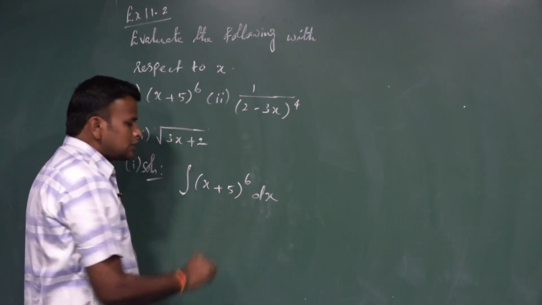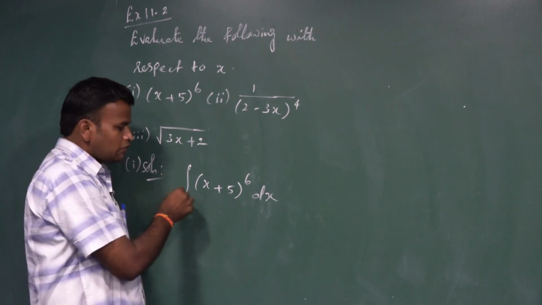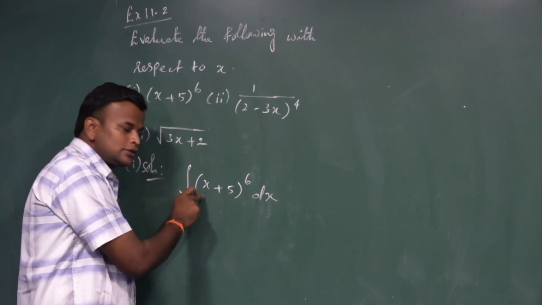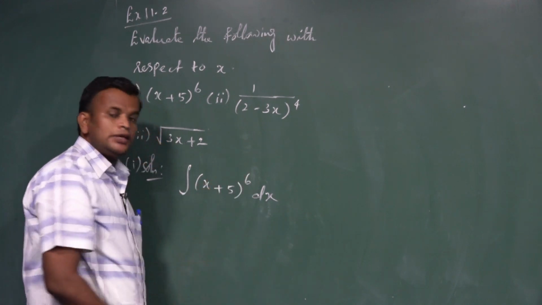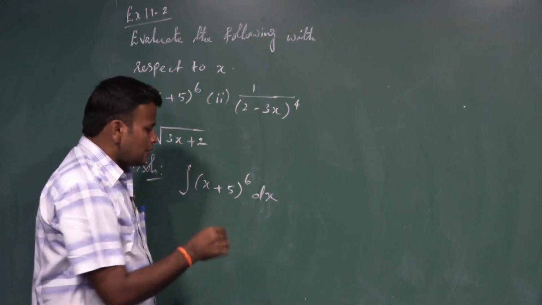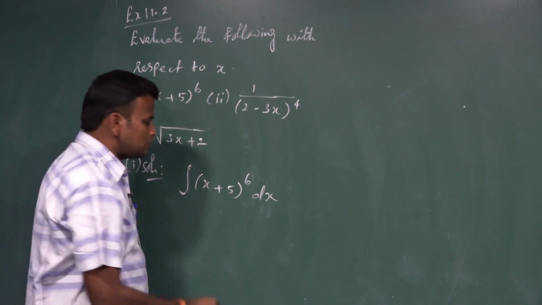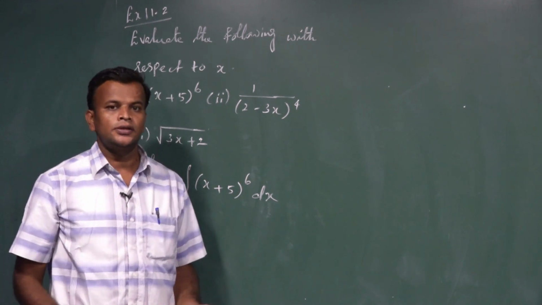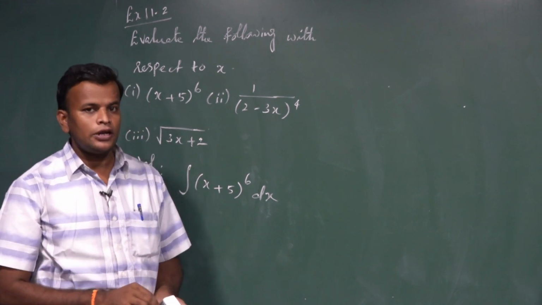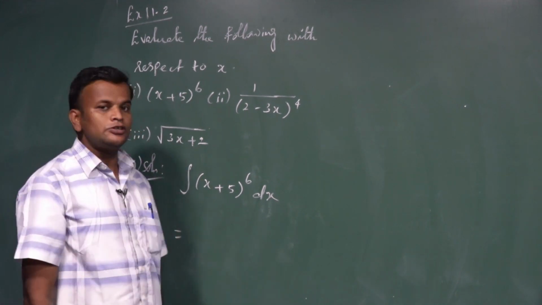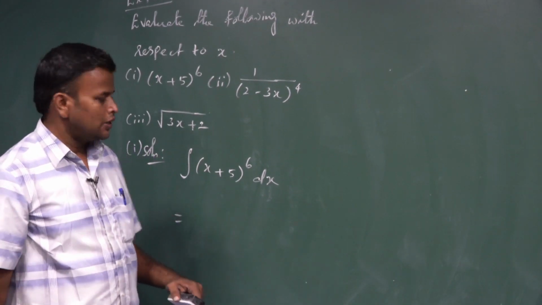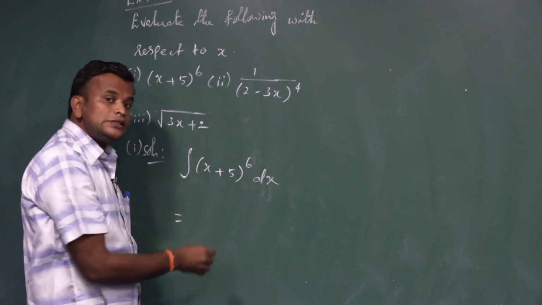Now we need this integration. What is the basic formula for this one? The base has the variable x, so x power n. But it's not only x, x plus 5 is there. So first we use the basic formula of x power n. Do you remember the formula? We already said the formulas are very important. The integration formula of x power n is x power n plus 1 divided by n plus 1. Here in place of n, 6 is there.